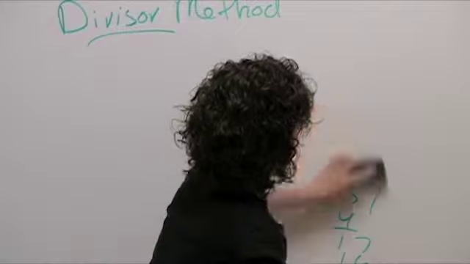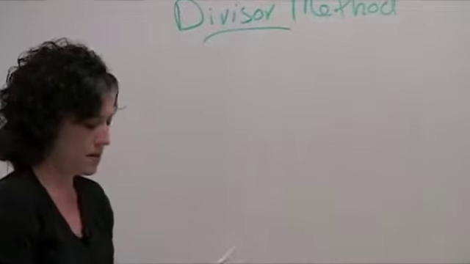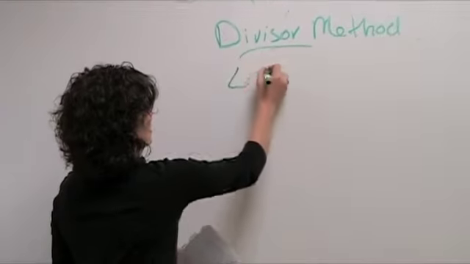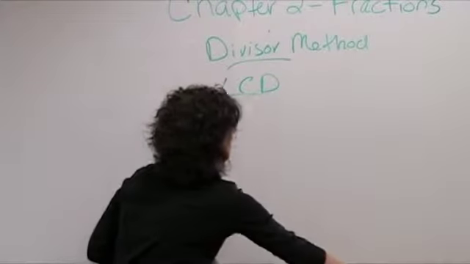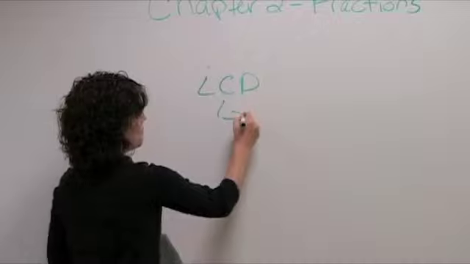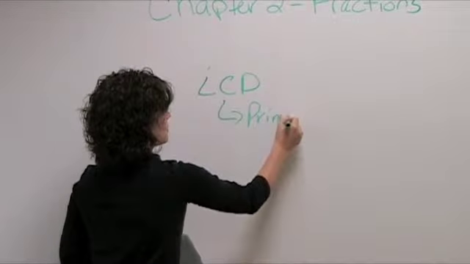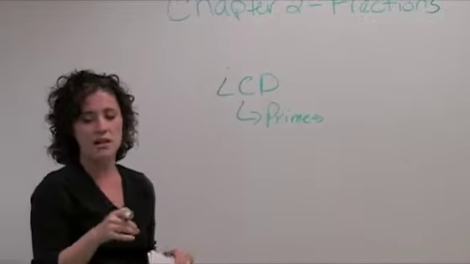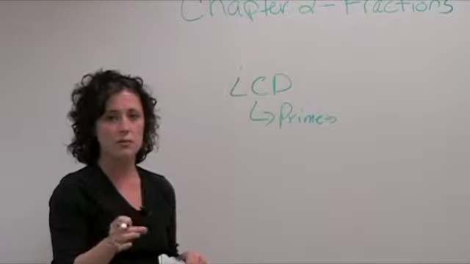And the last method I'm going to go over is the lowest common denominator. LCD is what it's termed. And to do this, you do need to know what a prime number is. Okay. A prime number is any number that you can only divide by itself and 1.